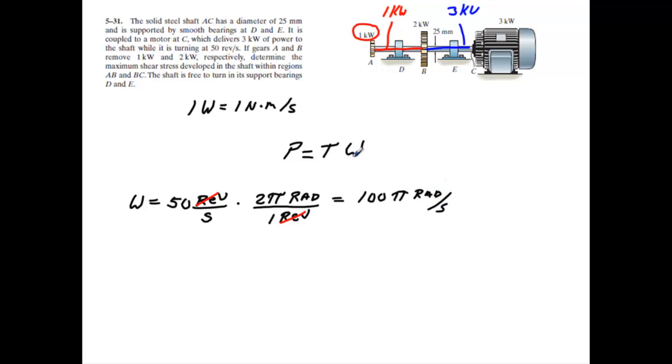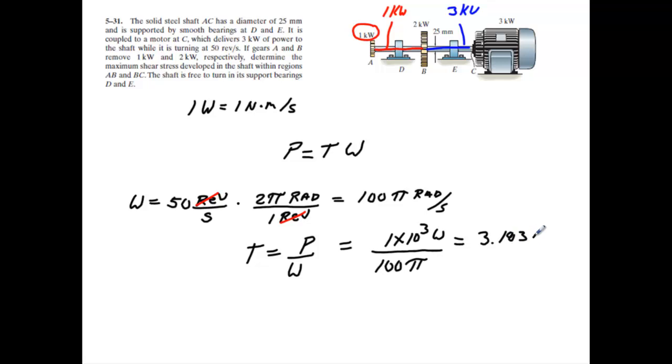Okay, so let's find out what the torque is going to be between A and B right here. Then the torque is going to equal power over omega, which means we'll take the power, and we had 1 kilowatt, so we'll make that 1 times 10 to the 3rd watts. We'll divide that over 100 pi. And that'll give me a torque of 3.183 newton meters. Again, that's the torque between A and B.